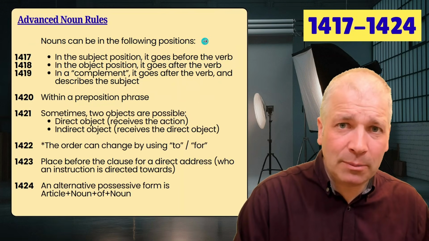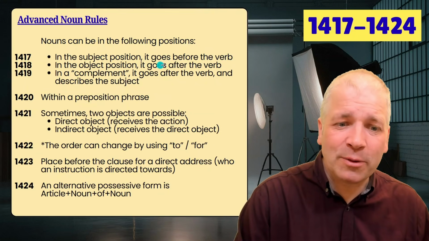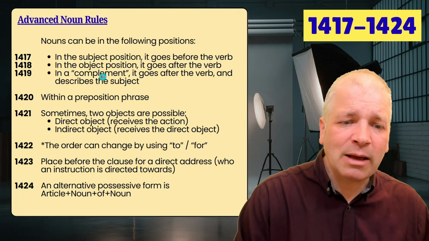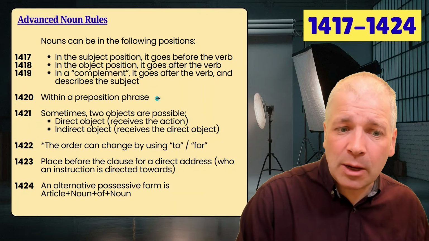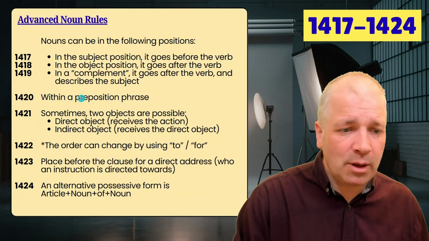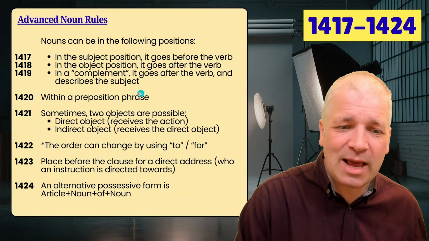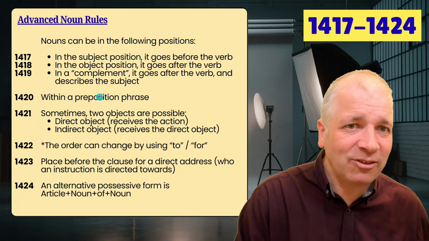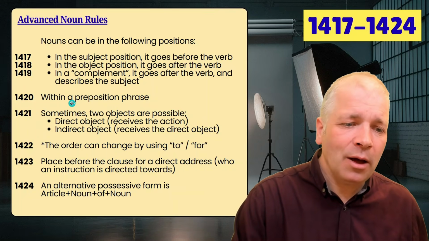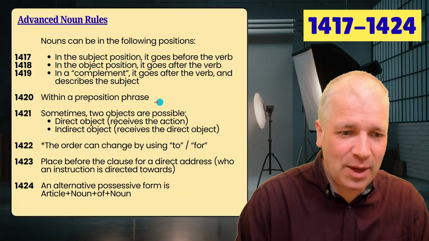Nouns could be in the following positions: in the subject position before the verb, in the object position after the verb, and as a complement it goes after the verb, but yet it describes the subject before it. Nouns can be within a preposition phrase. So this is an example, within a preposition phrase. So phrase is the noun, preposition is an adjective, a noun acting as an adjective. The article within is the preposition itself. So that's an example there.